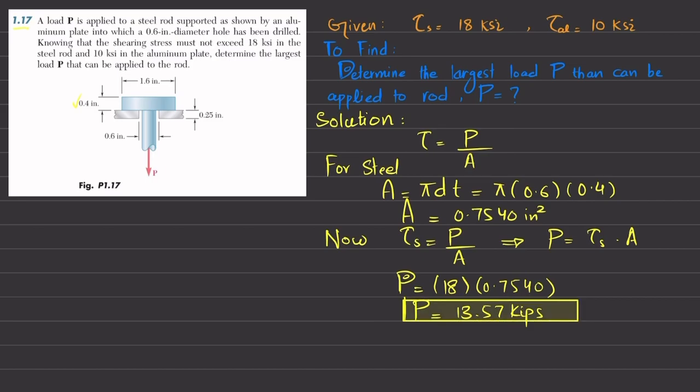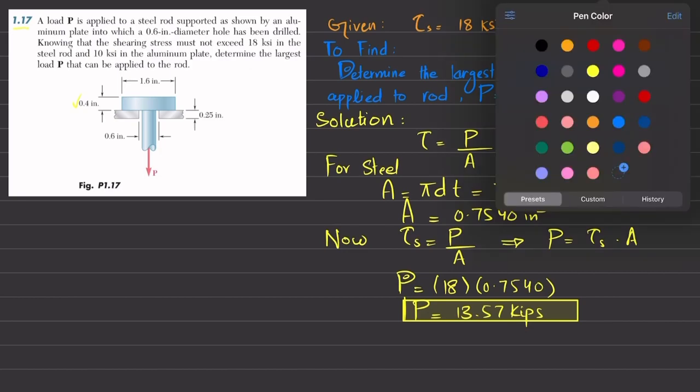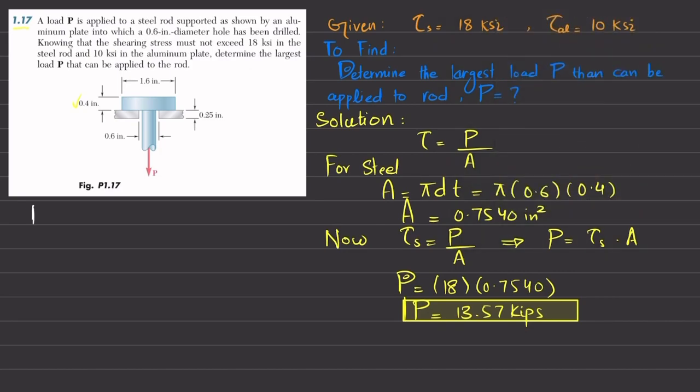Now we will find the same for aluminum. We know that shearing stress in aluminum is equal to shearing force per unit shearing area. So for the area, you can see this aluminum plate supports, so the shearing area will be this one. This will be the diameter. Clear? And this diameter is 1.6 and thickness of this plate is 0.25. So again this will be pi d into t.